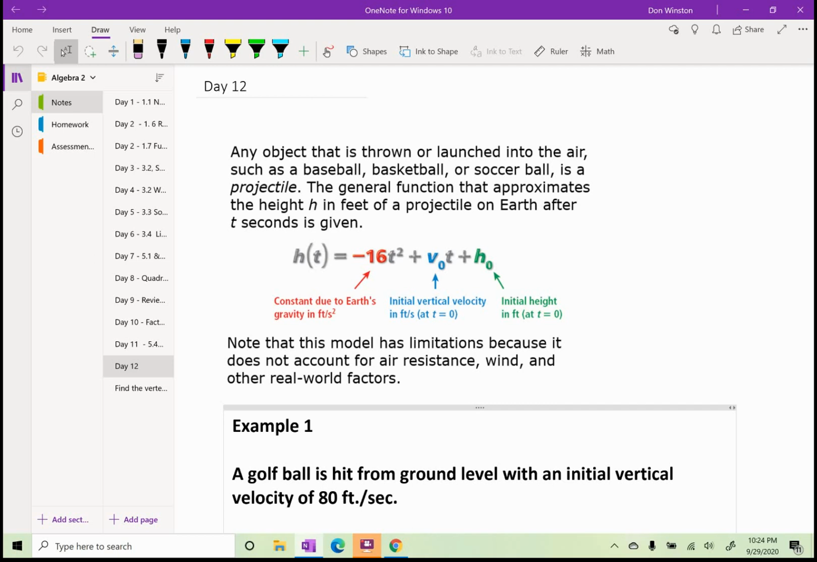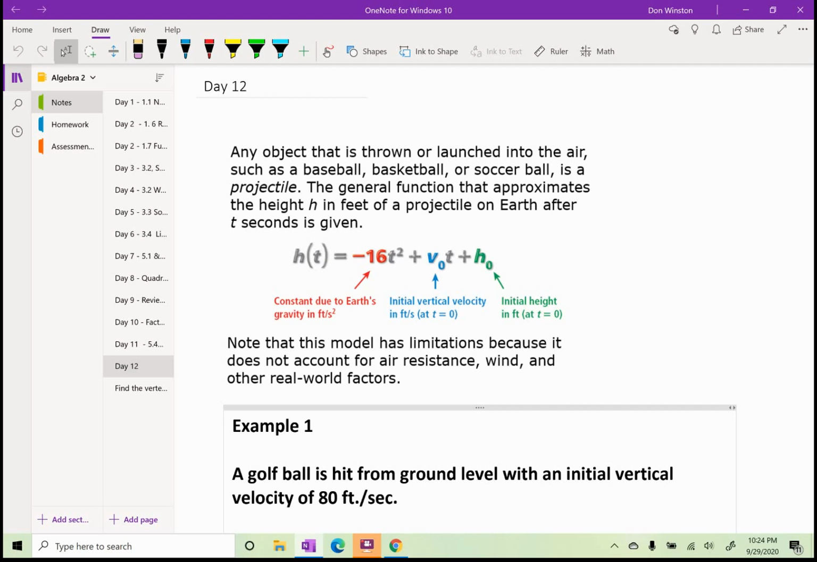Negative 16 represents the constant due to Earth's gravity. An object falls to Earth 16 feet per second per second. So the first second it is falling 16 feet per second. The next second it falls 32 feet per second, and so on and so forth. So negative 16t squared. The initial velocity represents how fast something was initially thrown, like a football, for example. And the initial height would represent the height from which it was thrown.